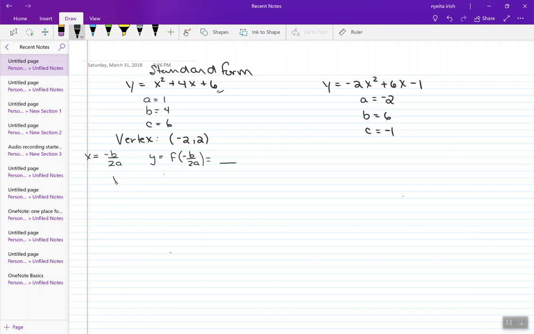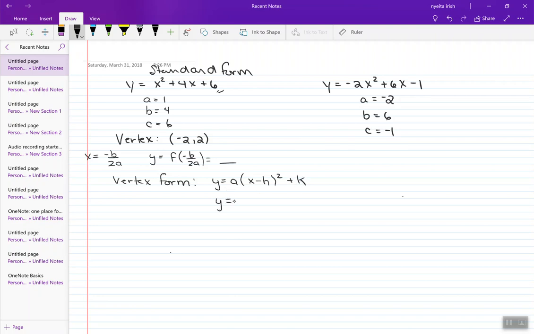There is something called vertex form, and it's just another way to write a parabola, and actually it gives you a little bit more information about the parabola when it's in this form. This is the form for it. y equals a times x minus h squared plus k.